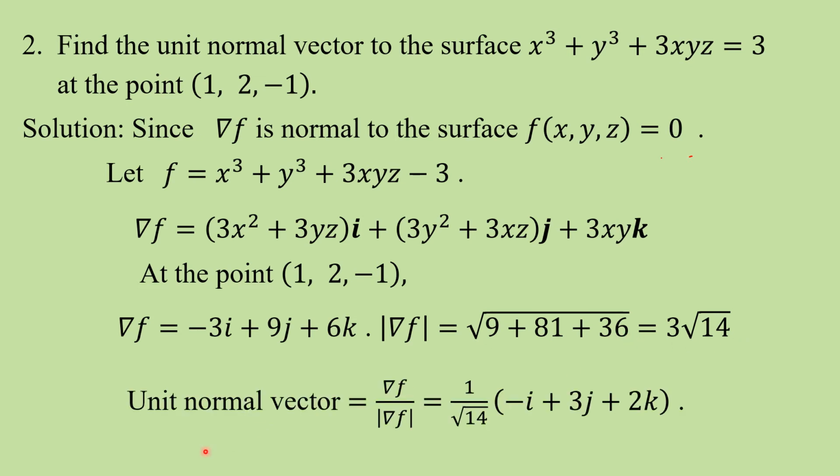So that's why the unit normal vector is now del f by magnitude of del f, that is 1 by 3 root 14. Here I have -3i + 9j + 6k, the vector in which 3 can be taken out. So it cancels with the denominator 3 root 14, which gives (-i + 3j + 2k) by root 14.